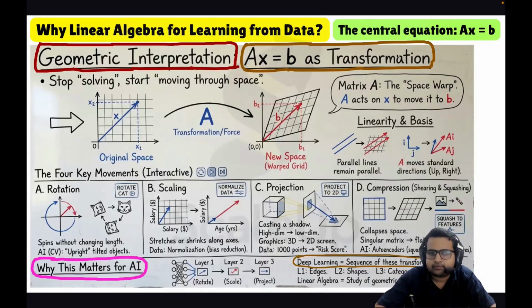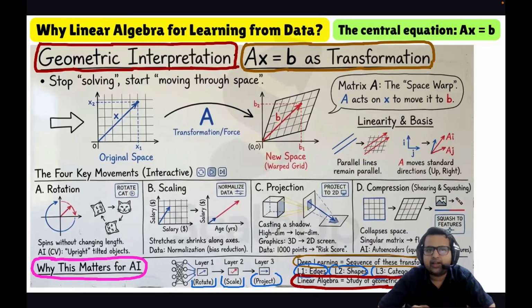So in layer 1, the deep learning model might be rotating the input vector to find edges. In layer 2, it might be scaling the edges to find shapes. And in layer 3, it might be projecting the shapes into a category like a face, a background. And linear algebra is the study of these geometric actions in the AI's brain.